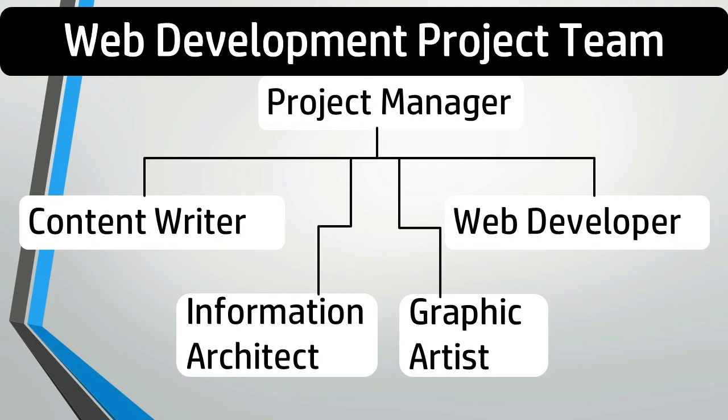Content writer is the one who is tasked to research and write all the content that will be published in the website. He or she updates the content of the website whenever necessary. Systems or information architects design the flow of information in the website. They create the sitemap and wireframes that will guide the graphic artist in designing the layout of the website.